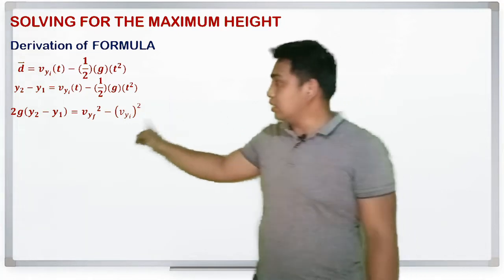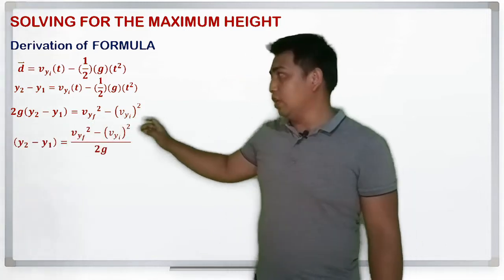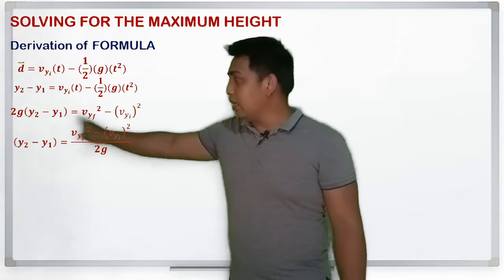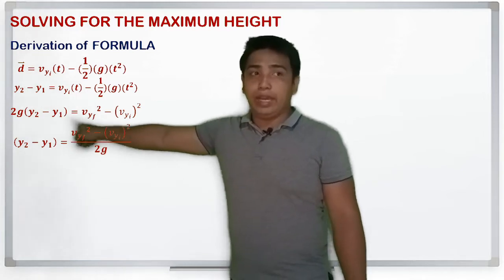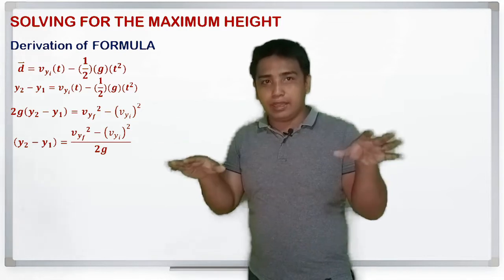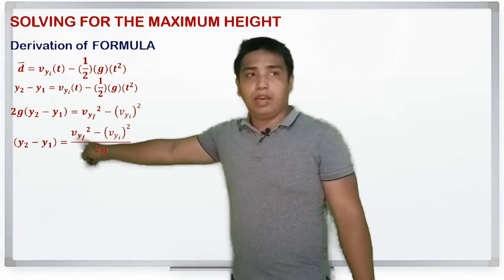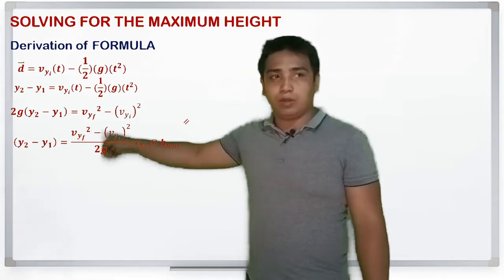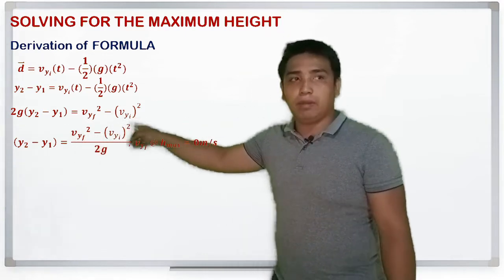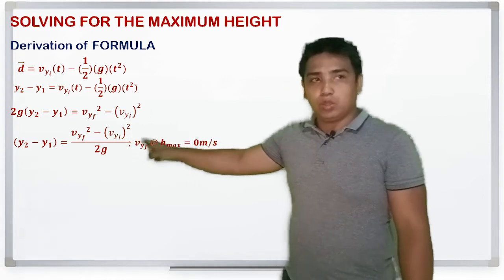And then this is y sub 2. If you are going to divide both sides by 2g, you're gonna see that the height or the displacement in the y-axis, if you are asked to find the height at any given point in time of the projectile, you can use this formula. You have y sub 2 minus y sub 1 is equivalent to v_yf squared minus v_yi raised to the power of 2 all over 2g.